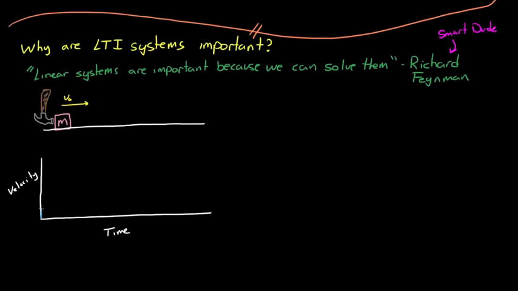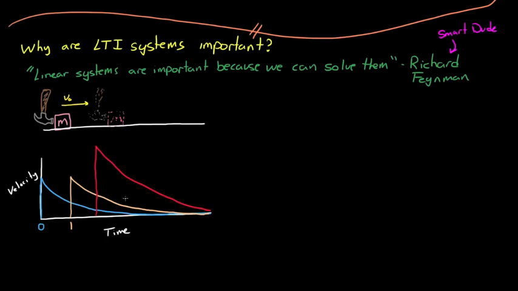And if there was friction between the mass and the table, then the response might look something like this. Because of the principle of time invariance, we know that if we hit the mass with a hammer at time 0, and then we hit it again at time 1, we can expect the same response at both times. Also, because of the principle of homogeneity, we know that if we hit the mass twice as hard, then we would expect a response that was twice as large.